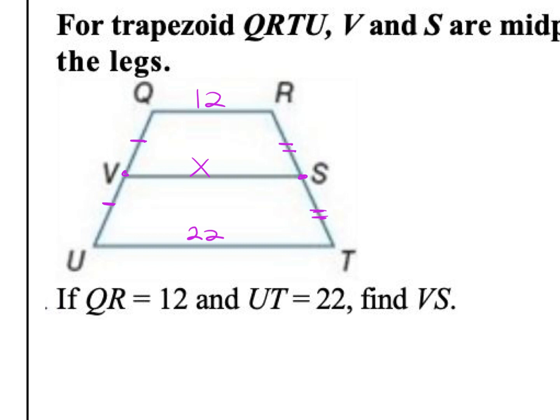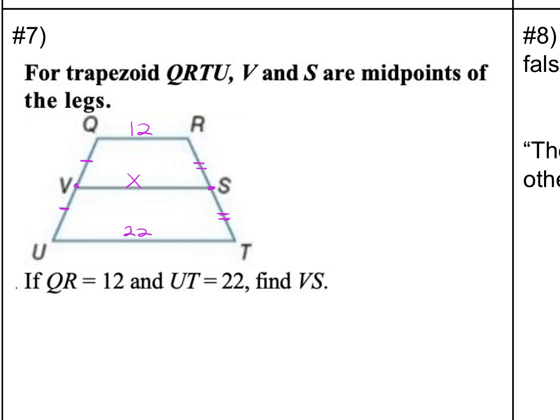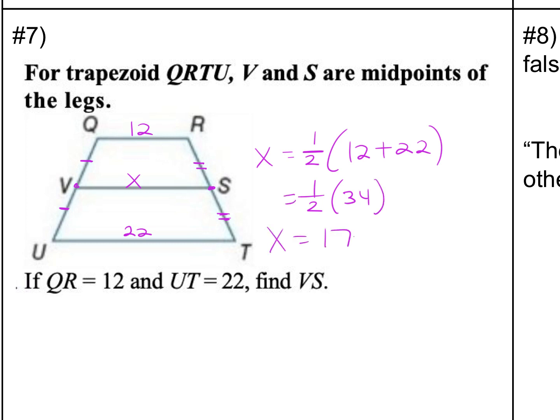How'd you find it? You added 12 and 22, and divided by. Right. X is going to equal half of 12 plus 22, right? Add the 2 bases together and then cut it in half. So half of 34. So X comes out to 17.